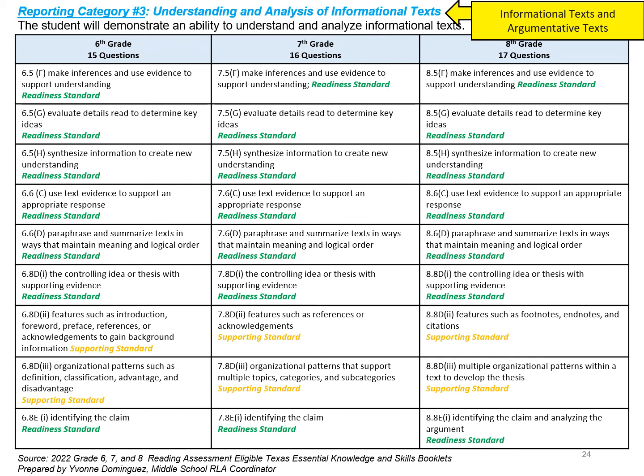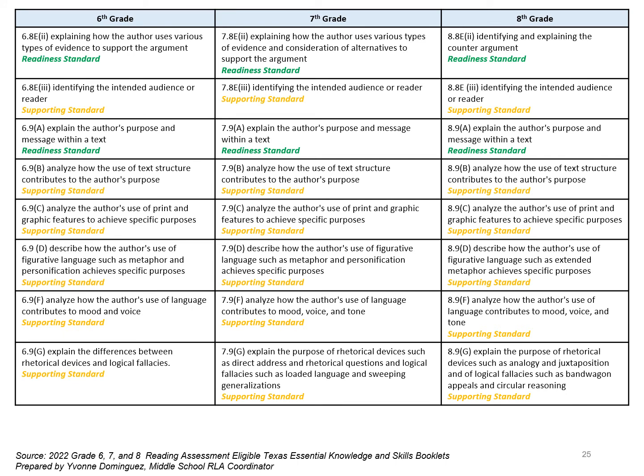We're going to continue on the next page so that you can see what else they need to do with argumentative text. So let's move on to page 2 of reporting category 3. Let's look at the remainder of the SCs for argumentative text. We already saw 8E1. Now we're going to look at 8E2 to 8E3. Thereafter, you will see 9A through 9G and author's craft.